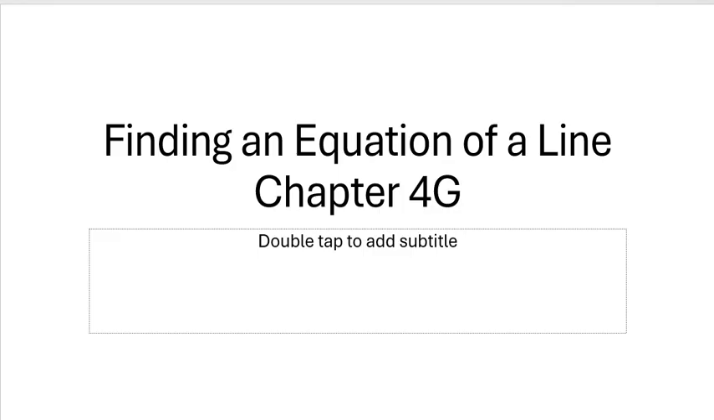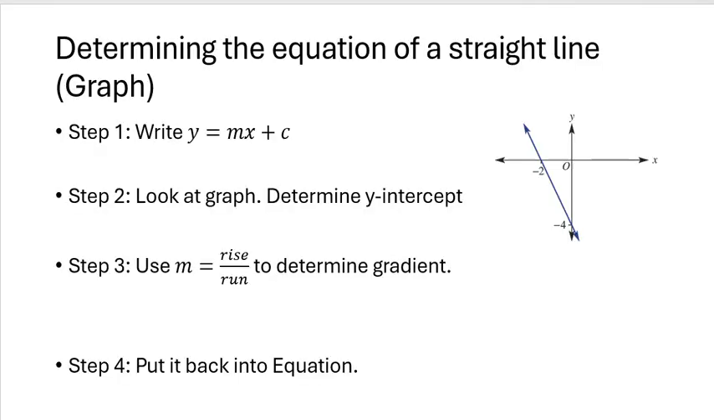All right. Next one we're doing is finding the equation of a line. Now there's 3 different variations, okay? So you need to know how to do this. The first one is when you are given the graph, okay? So step 1 is always write y equals mx plus c. So just write that to start it off, okay? So just write this somewhere.